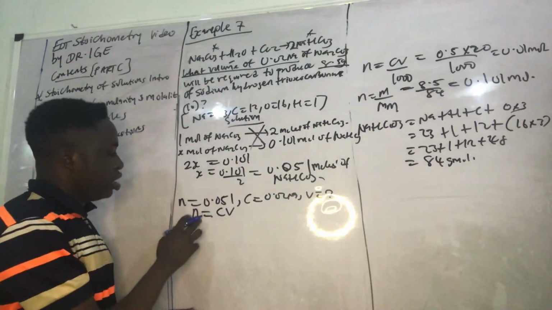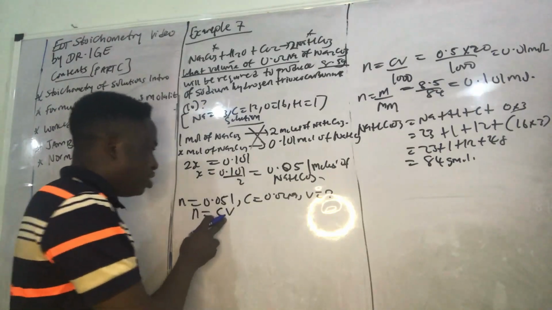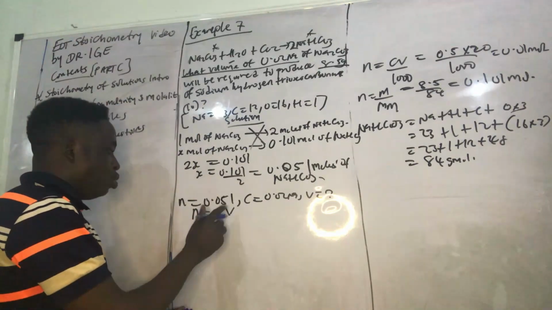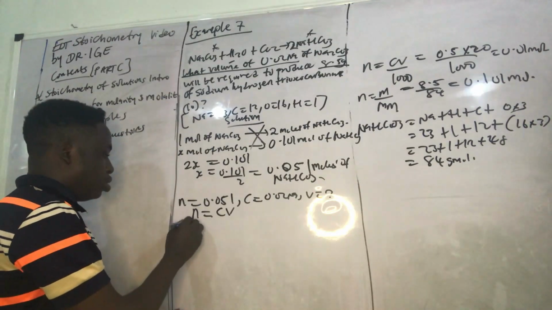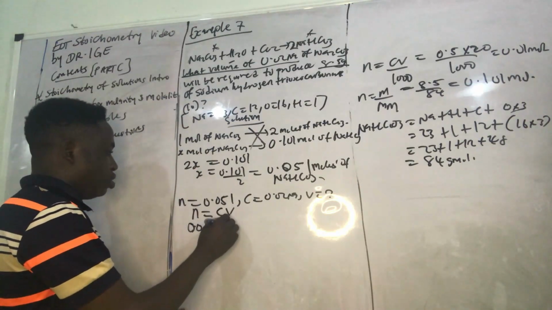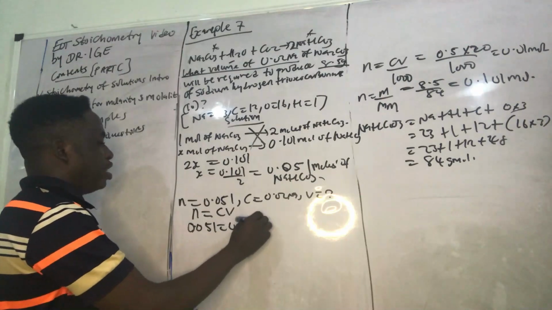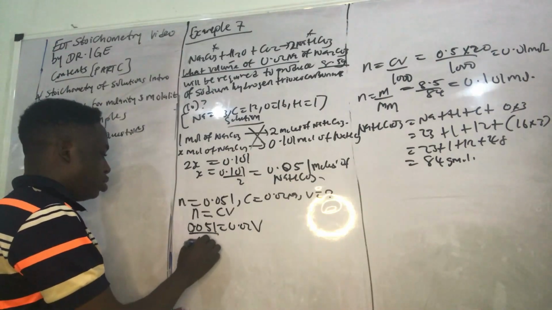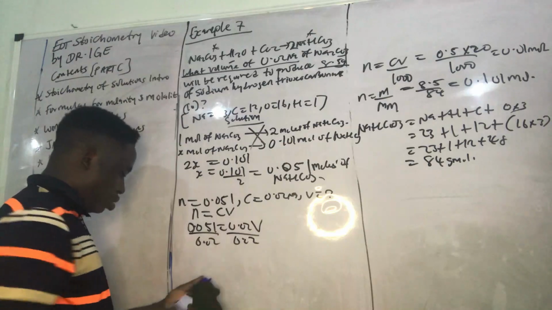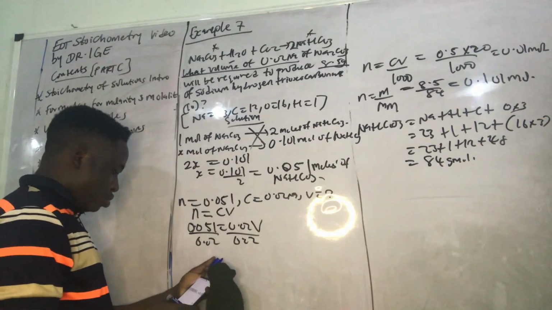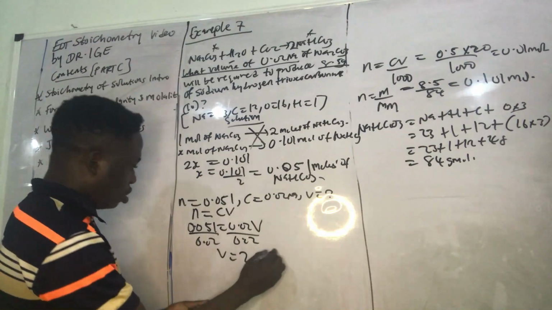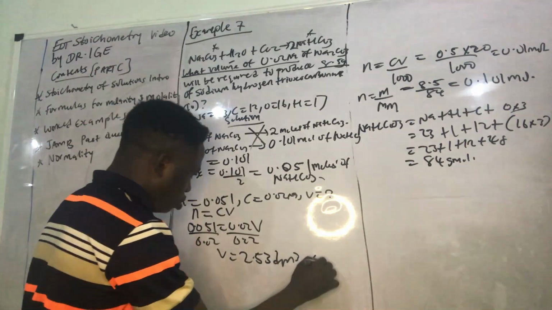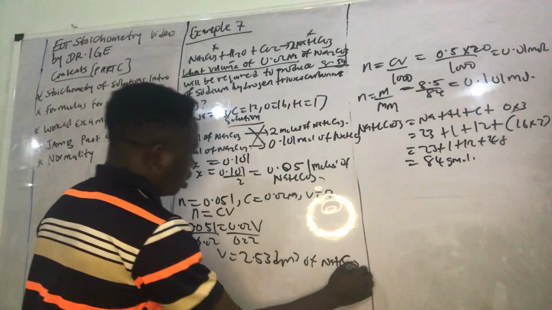So N versus CV, you get. We have C, I look for V. So we can say, actually, let's put it here. We have 0.051 equals C, 0.02 times V. Divide by 0.02, divide by 0.02. So we have that V is equal to 2.53 dm³. You see, that is just it.